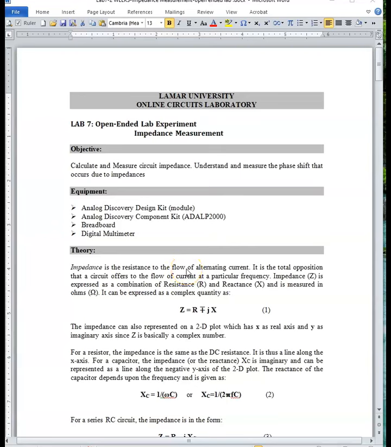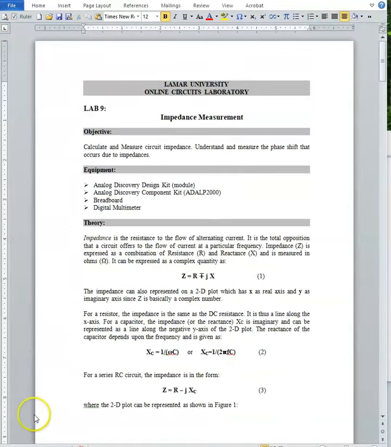Before I talk about the open-ended lab experiment on impedance measurement, I want to give you some theory, and this part will be common to other groups as well. In this lab, you will be doing impedance measurements.